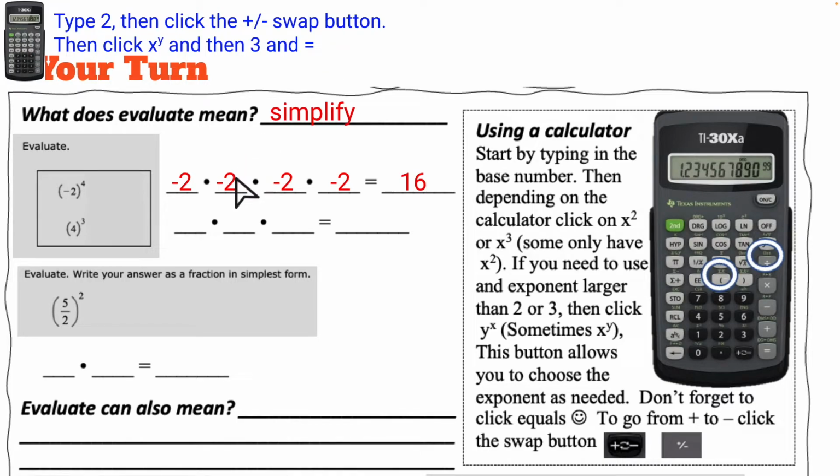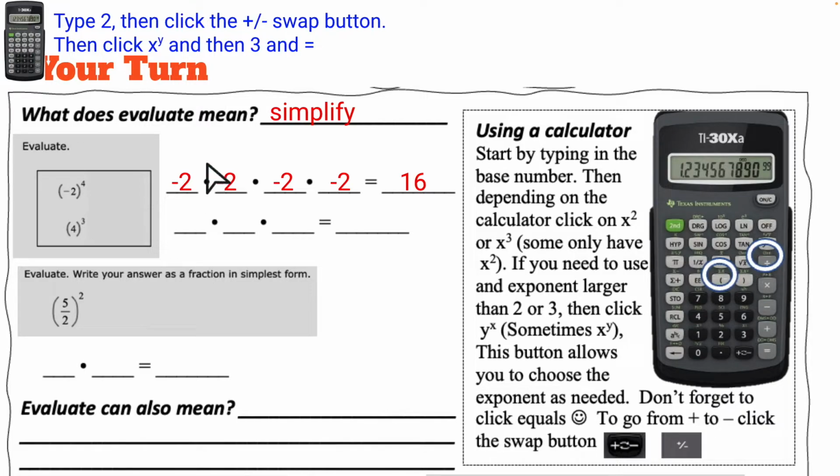And it's a positive 16. That's what will pop up on your calculator once you hit equals. If you don't hit equals, you're just going to see 4 sitting there. So you have to hit equals after you hit that XY or YX button. Why is it a positive? Well, because 2 positives or 2 negatives make a positive. So I have -2 times -2, that would be a positive 4.